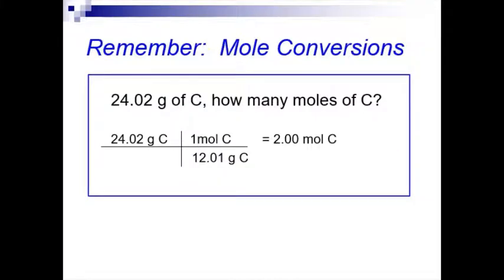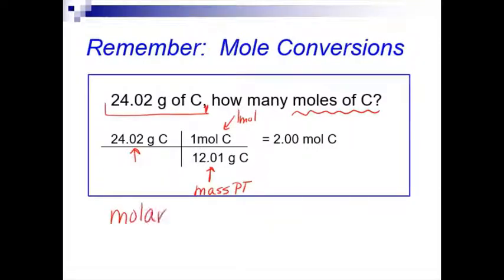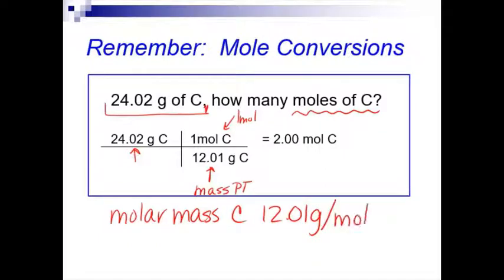So just let's remember, if you have 24.02 grams of carbon, you can convert that to moles. We're not going to be converting to atoms. The way we do that is put the given here, like always. We put the mass from the periodic table here, and that is equal to 1 mole. We call it the molar mass, so the molar mass of carbon is 12.01 grams per mole, or 12.01 grams in 1 mole.